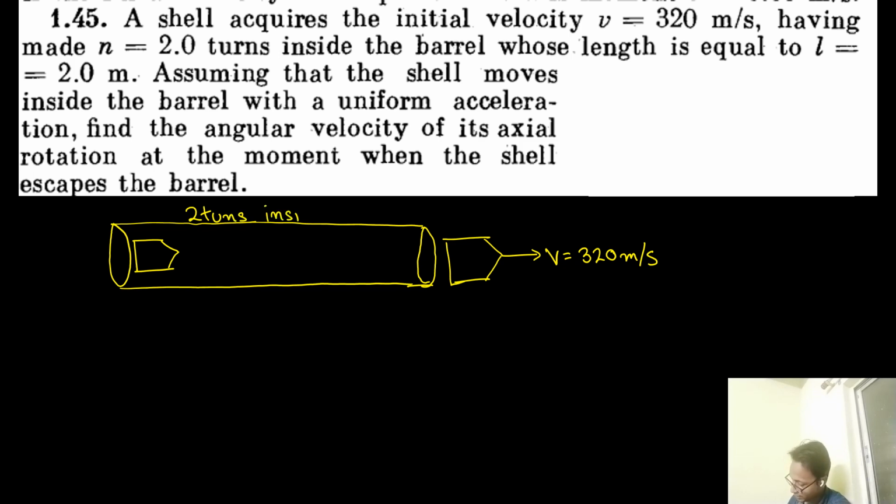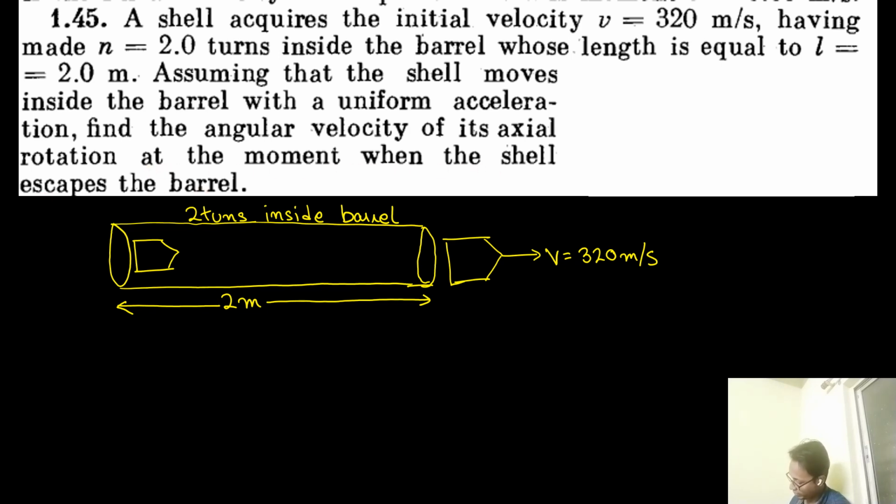Turns inside the barrel, because of the grooves of the barrel. The length of the barrel is equal to 2 meters. This is a very lengthy gun. Assuming the shell moves inside the barrel with uniform acceleration, find out the angular velocity of its axial rotation at the moment when the shell escapes the barrel.